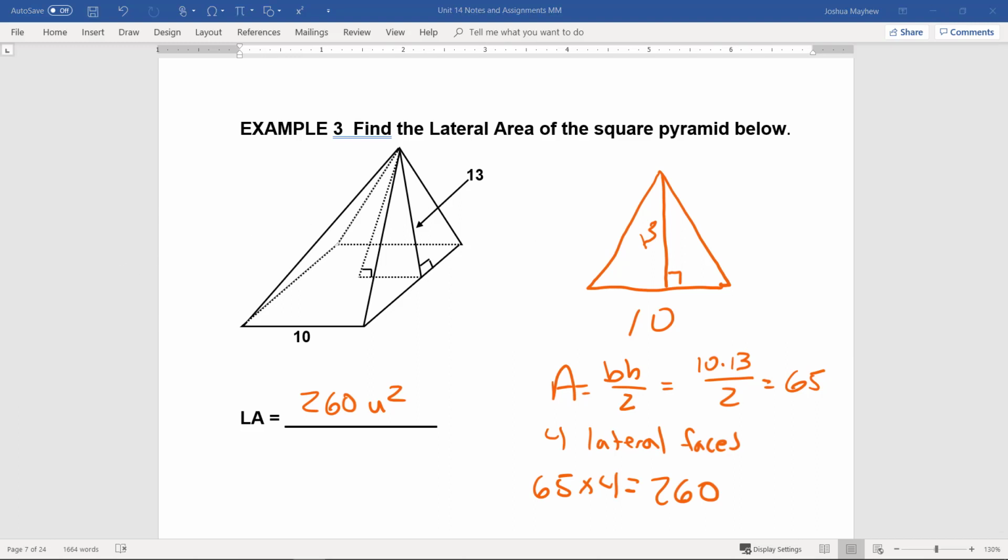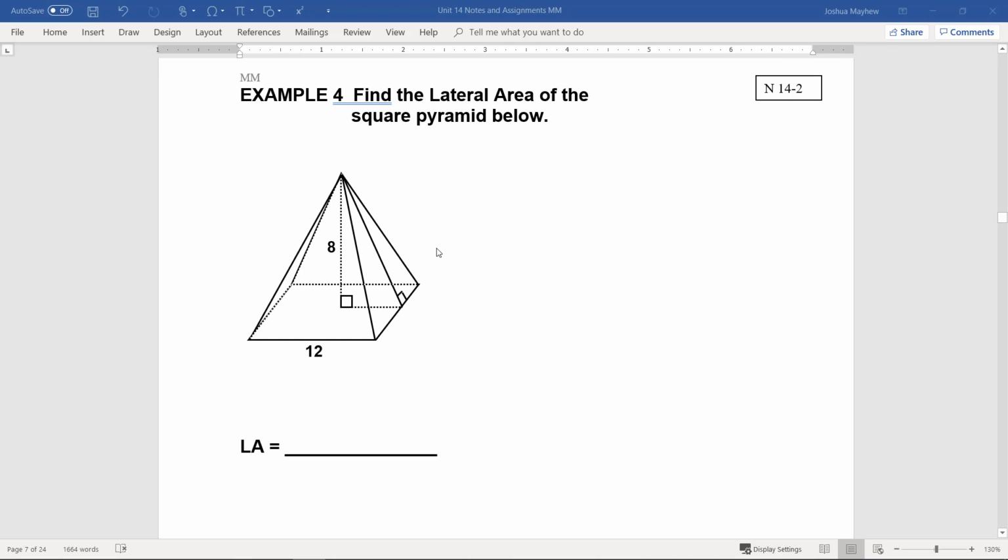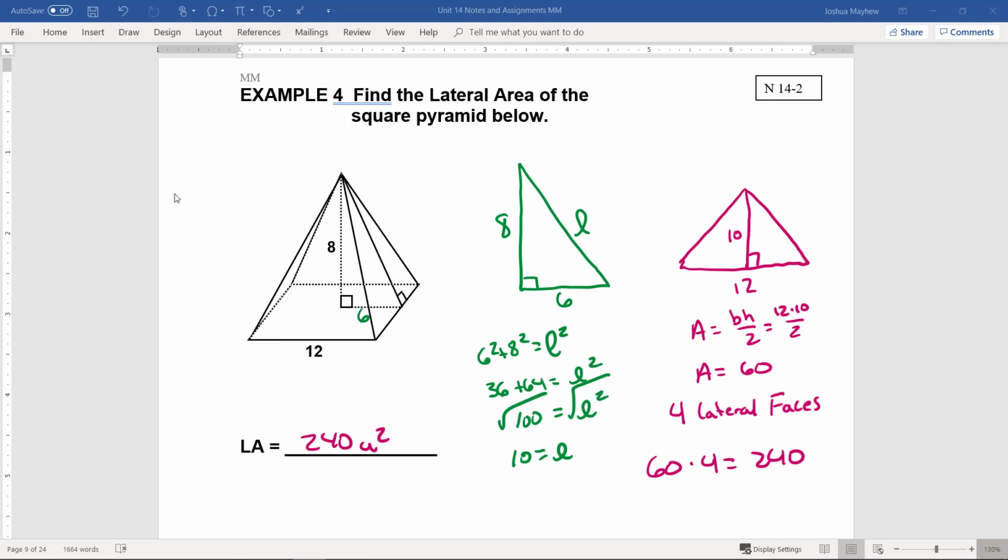Go ahead and pause the video and go on to the next example. When you're finished, play the video and check your answers. So hit pause now. Okay, check your answers.